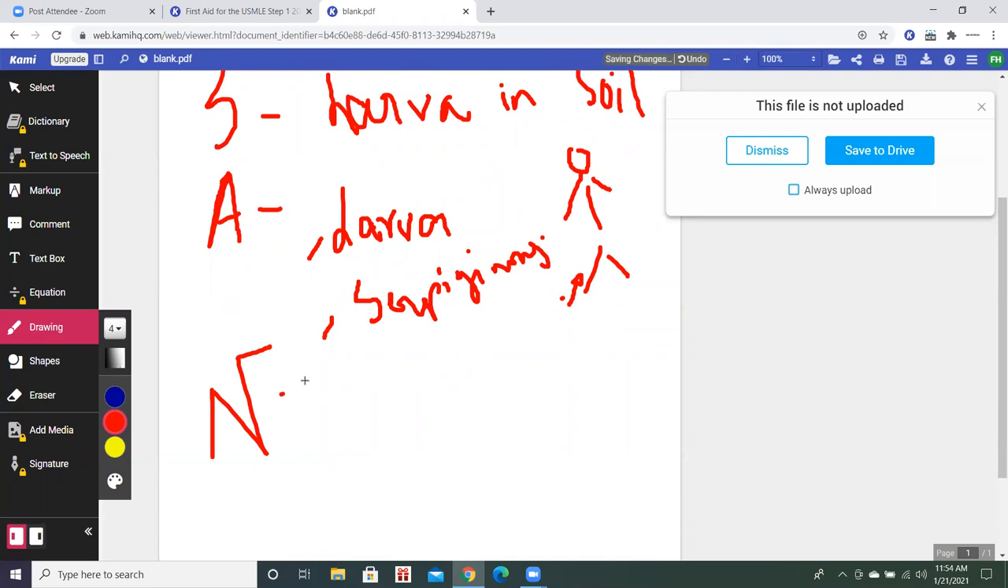Necator americanus, and Ankylostoma duodenale has more or less the exact clinical presentation. Both of them are responsible for penetrations of skin and then moving in the body, causing microcytic anemia and serpiginous rash. That's all. Are we clear about this?